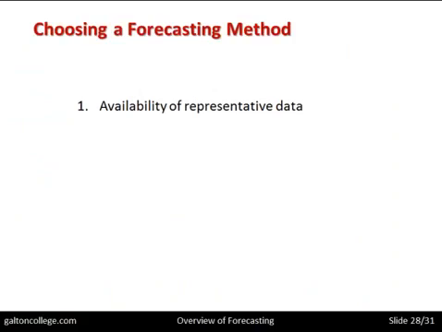So choosing a forecasting method, well, looking at the available data would be useful. Depends on the type of data that's available, the quantity of the data available. The more data there is, the better the chances are of getting a good prediction. There is what's known as more degrees of freedom with more data. But it depends on the availability of the data.